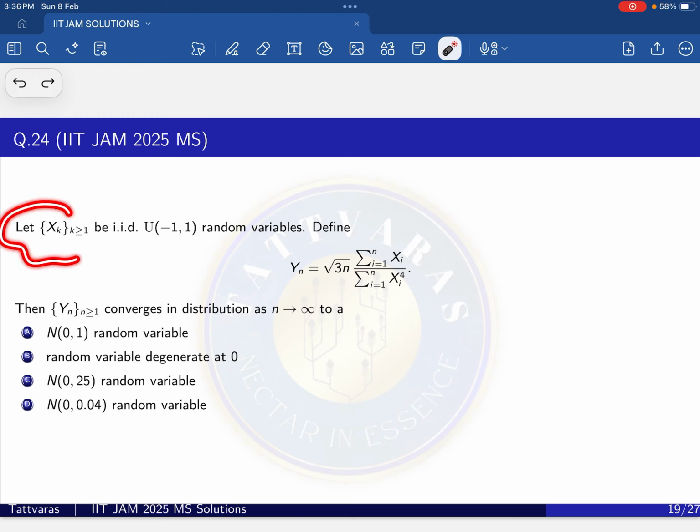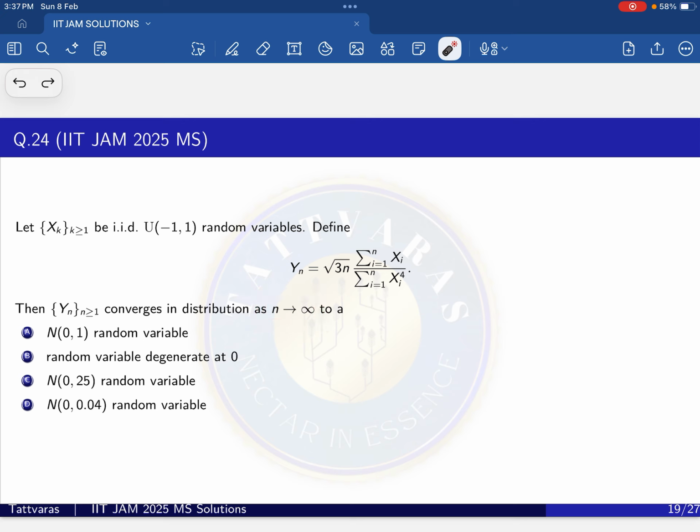In this question, we will solve the 24th problem from the JAM 2025 paper. Here we have a very nice, interesting question from the law of large numbers and this entire large sample theory in general. So we have a sequence Xk of IID uniform -1 to 1 random variables. We define Yn as root 3n times summation Xi by summation Xi to the power 4, and the question asks about the convergence of the sequence Yn in distribution as n tends to infinity.